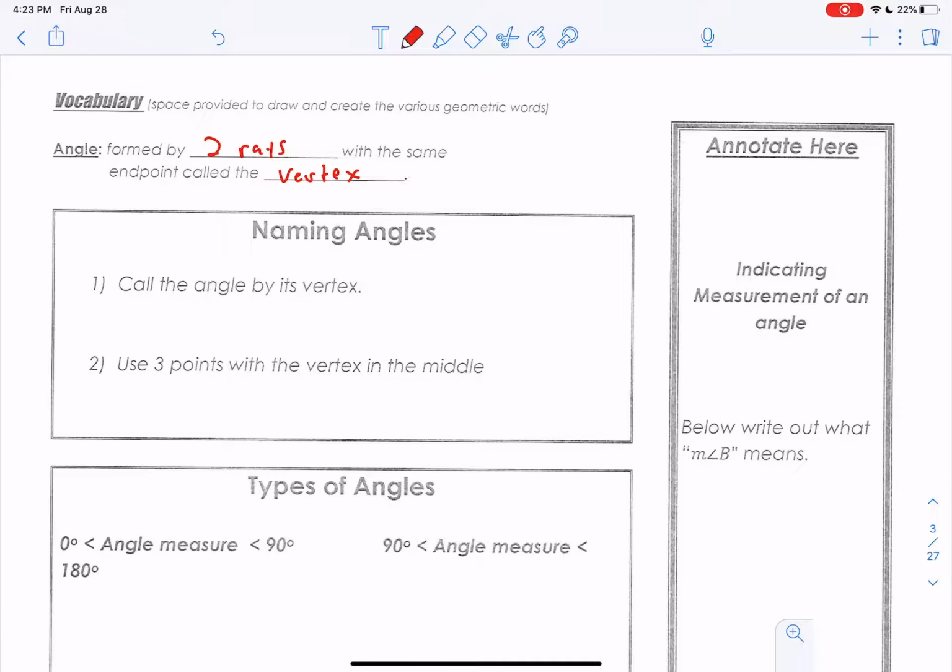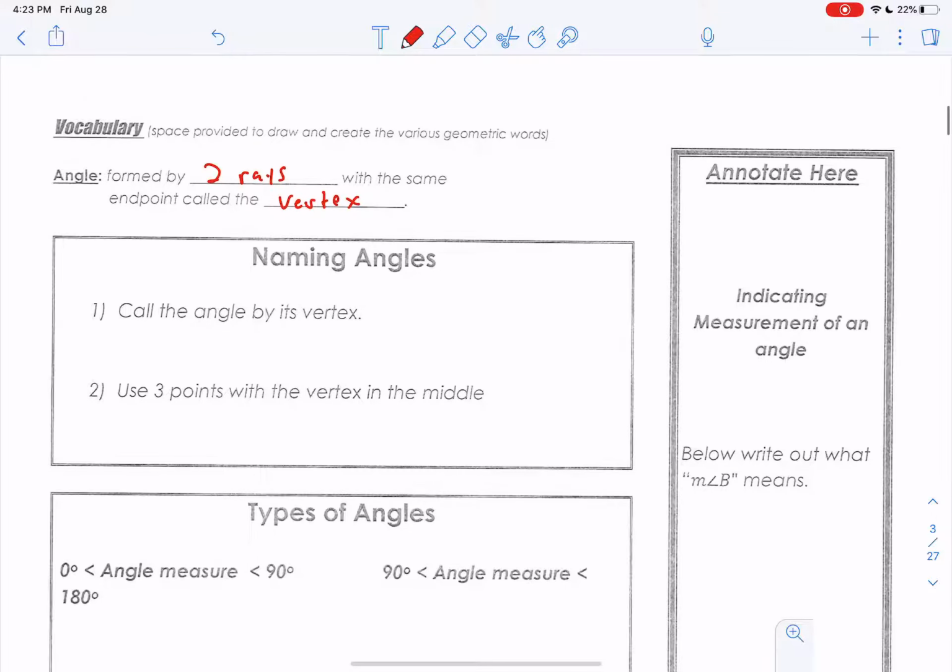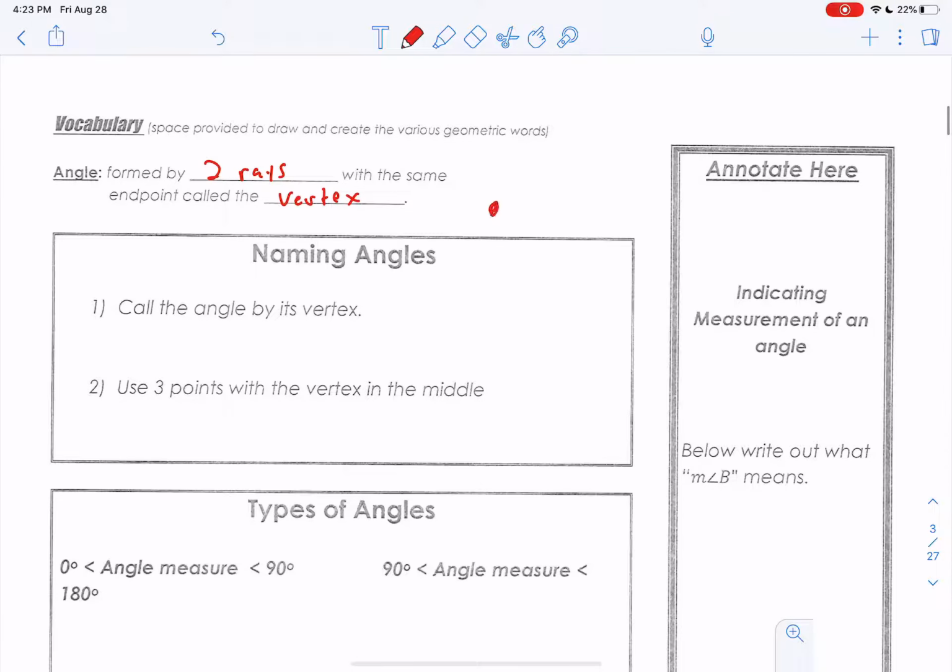All right, so next we're going to talk about angles. An angle is formed by two rays with the same endpoint called a vertex. What that's going to look like, again, is two rays. We've got an endpoint, and then it extends forever in one direction. Here's a second ray, and that's going to extend forever in that direction as well.